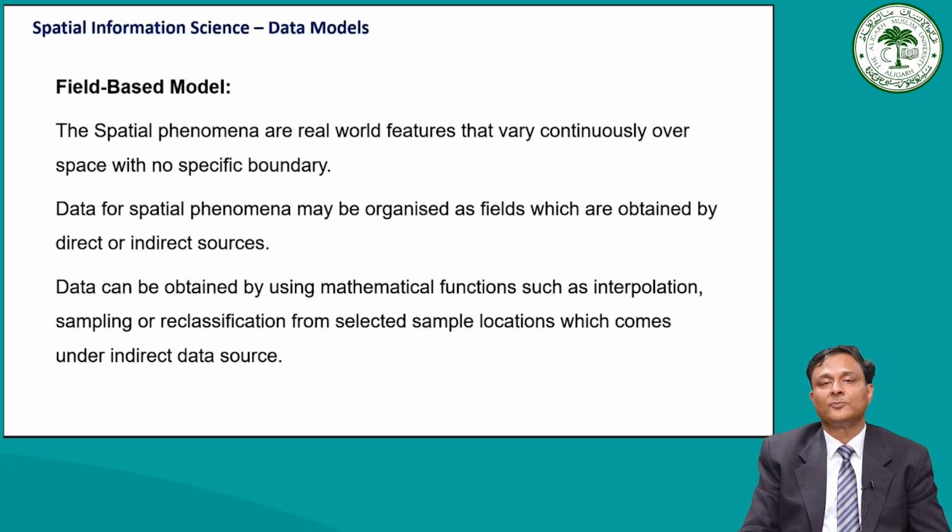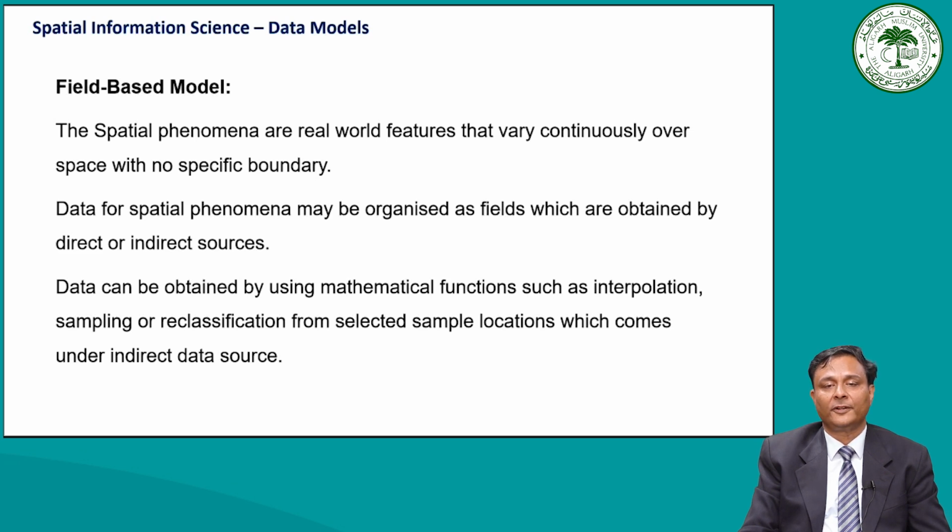Another is the field-based model. The field models in spatial information science define a field as a value varying over a subset of geographical space. A geometry bounds this subset. So a field in GIS can be defined as a value varying over a geometry. Here the spatial phenomena are real-world features that differ continuously over space with no specific boundary.